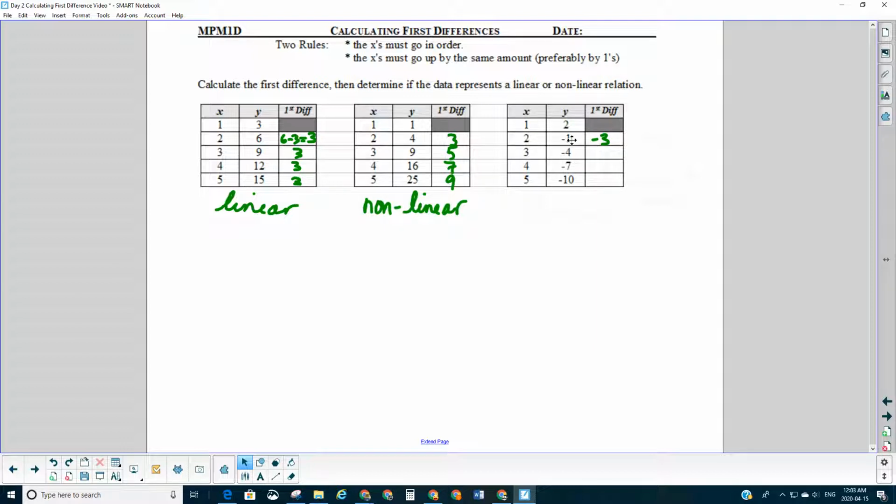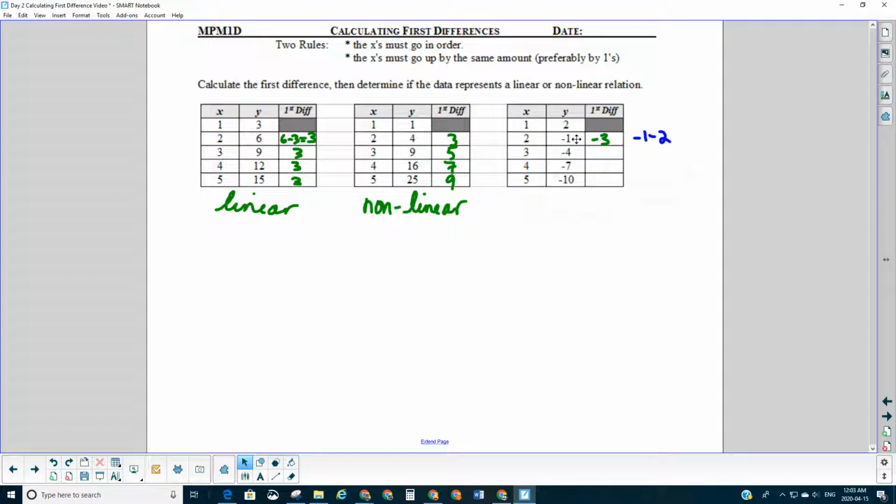If you wanted to actually do the math on this, you know how we did this? 6 minus 3, 4 minus 1. Let's do the math here. Negative 1 minus 2. So negative 1 is cold. You're getting colder. You're at negative 3. So it's a jump of negative 3.